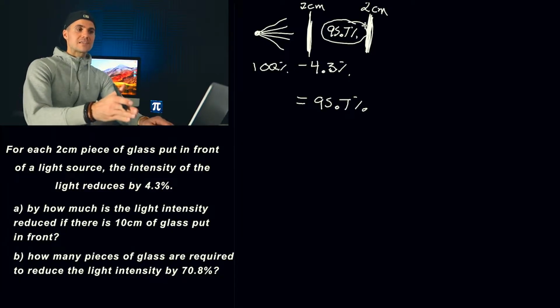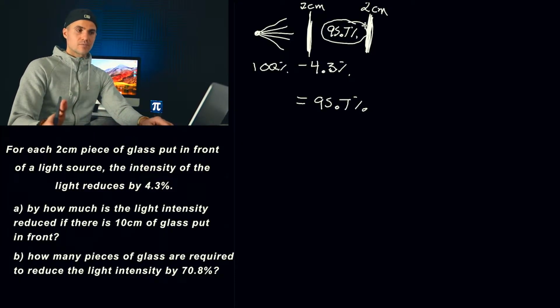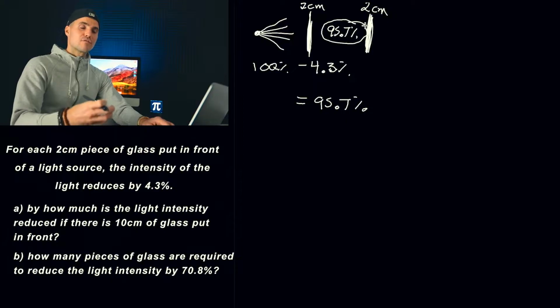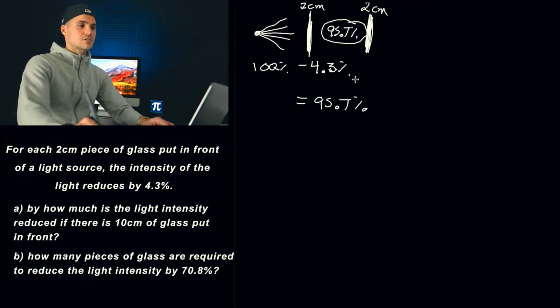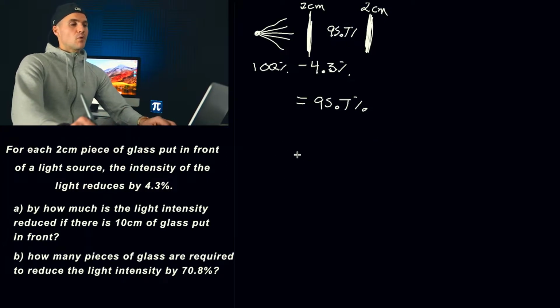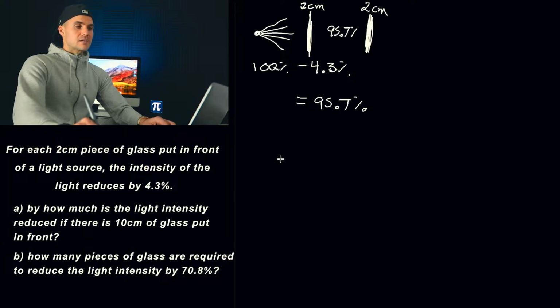Okay, so it's basically decaying exponentially, right? You keep subtracting 4.3% from the value before. So it's not like you're just subtracting 4.3 in a linear way. It's an exponential decaying function. So that's the first thing to recognize. Now, what we have to do is create first a function that's going to relate the light intensity that we have versus the amount of glass that we put in front of the light.